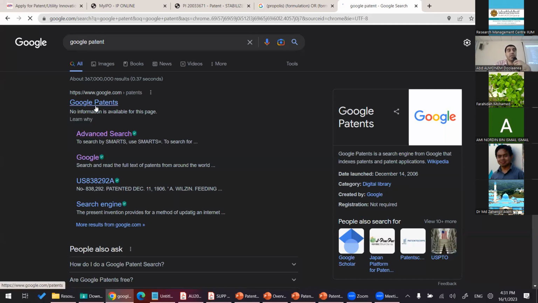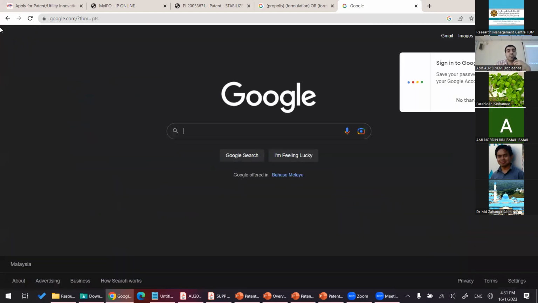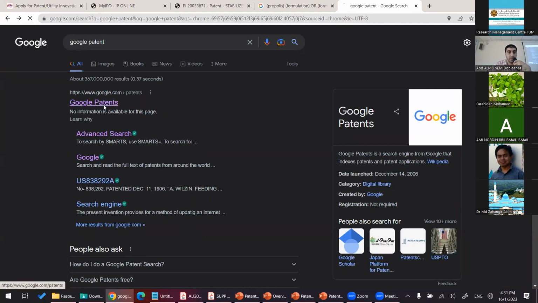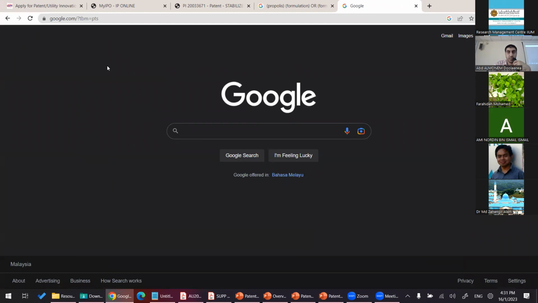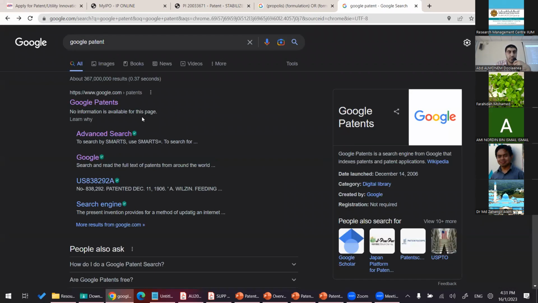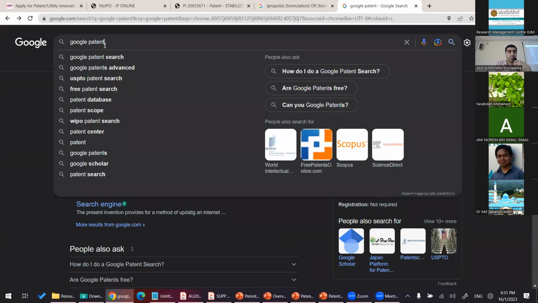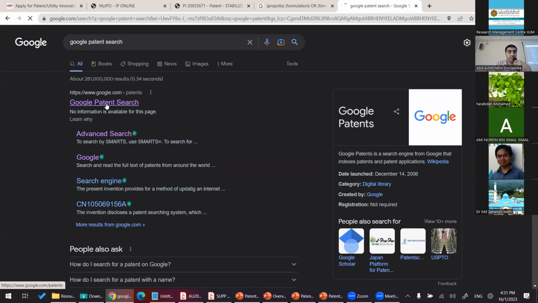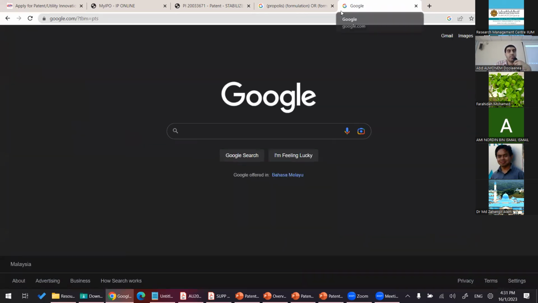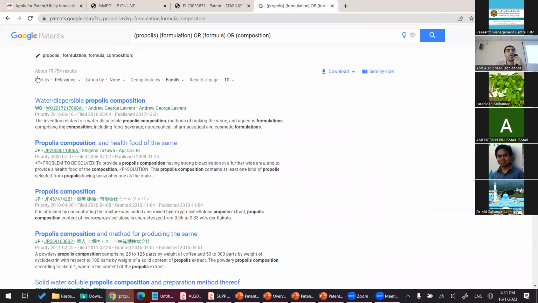You can go for advanced search directly, but if you go for Google Patents, you don't have the advanced one. You click at this one. Click here. There is the pencil. There's a pencil here. Just click on this one.